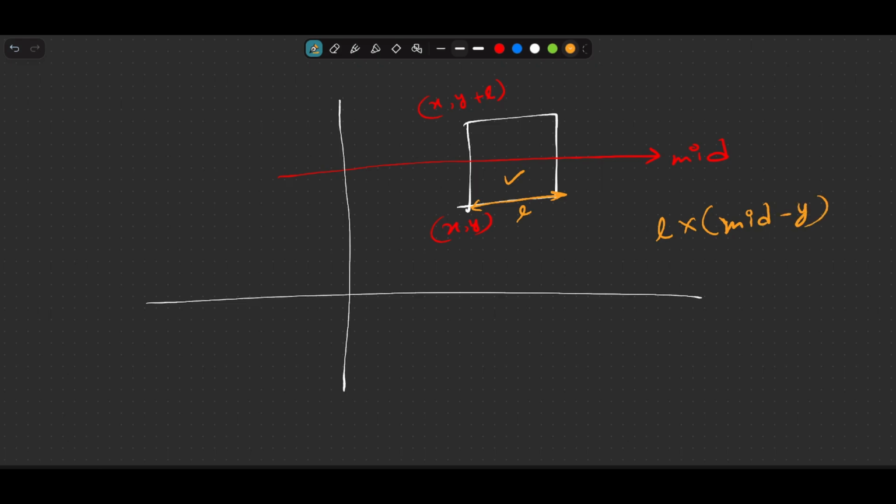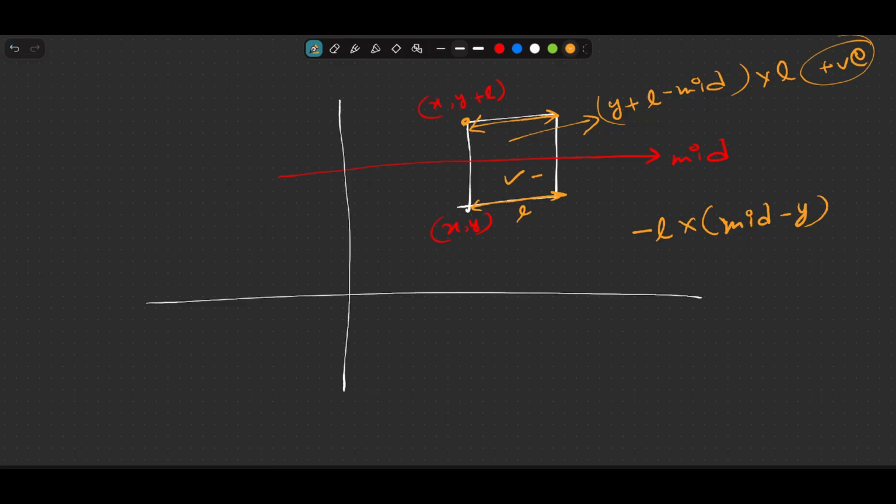Mid minus y, if this is the below part, we'll be subtracting this. What is the above part? What is the value of this point? This is nothing but y plus L. We got this point is y plus L. We'll subtract the mid to get this point, right? Minus mid. And the whole thing is this breadth. Breadth is L. We'll make it positive.